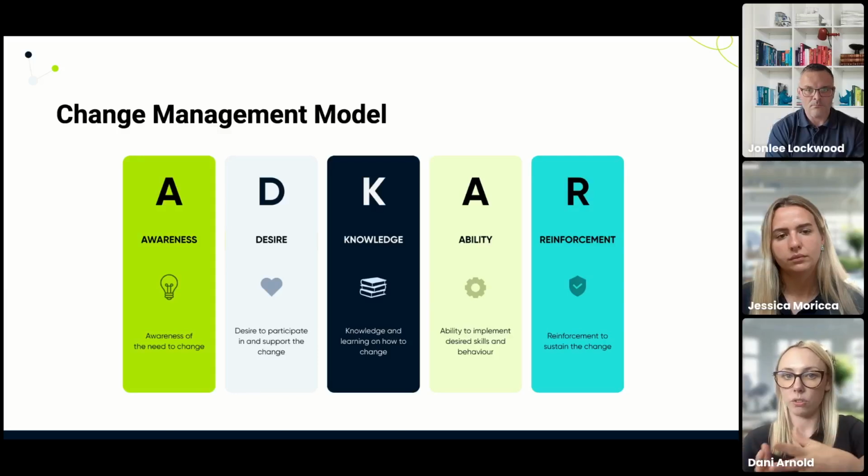But I'm going to hand over to Jess, who will paint that picture, and Jonlee will layer on top a real world example. So Jess, hand to you.